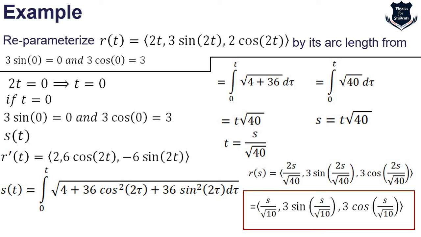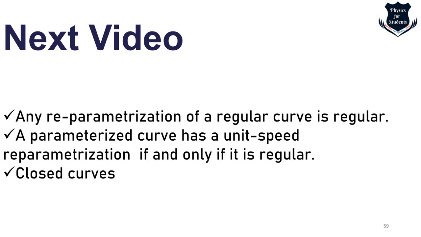Right, so this completes more or less today's lecture on differential geometry. We covered a lot of mathematical concepts and tried to explain them intuitively. In the next video I will try to prove these two propositions: any re-parameterization of a regular curve is always regular, and a parameterized curve has a unit speed re-parameterization if and only if it is regular. Obviously we need to explore what is a regular curve and what are closed curves and further details on that. That would be the focus of my next video.